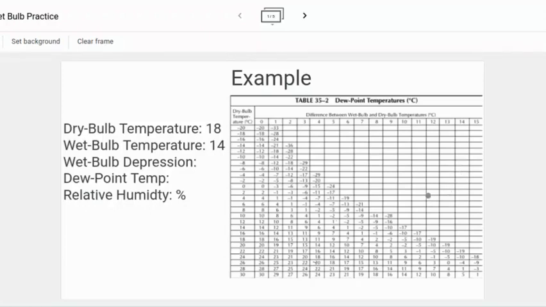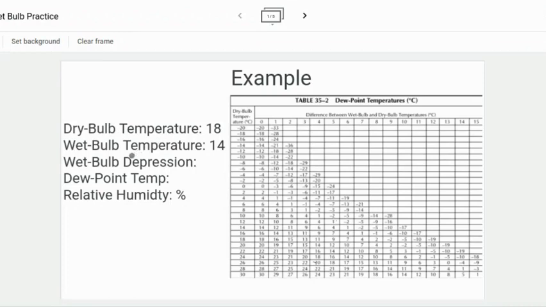Hi, ladies and gentlemen, this is to give you a walkthrough on how to do the dry bulb and wet bulb practice problems here to help you find the dew point temperature as well as the relative humidity. So you will be given the dry bulb temperature as well as the wet bulb.